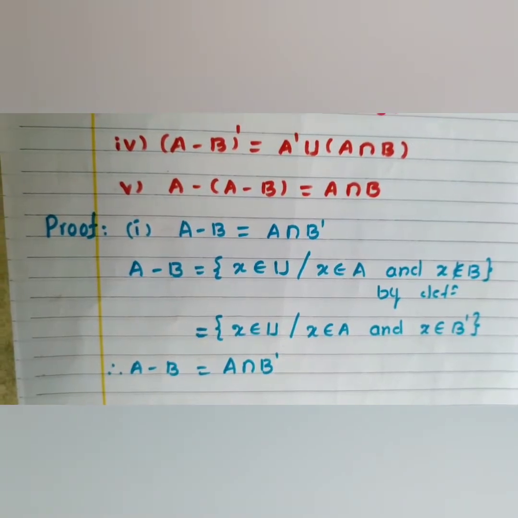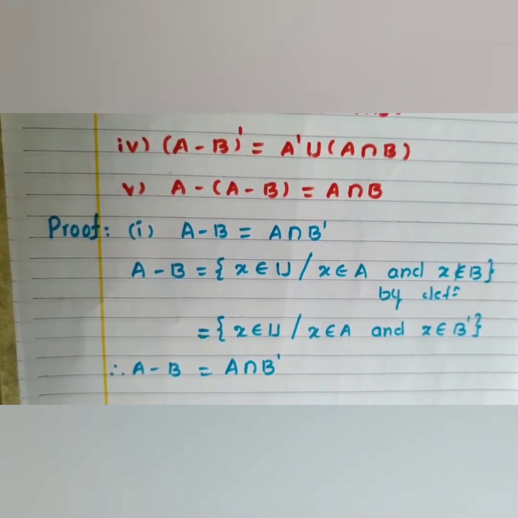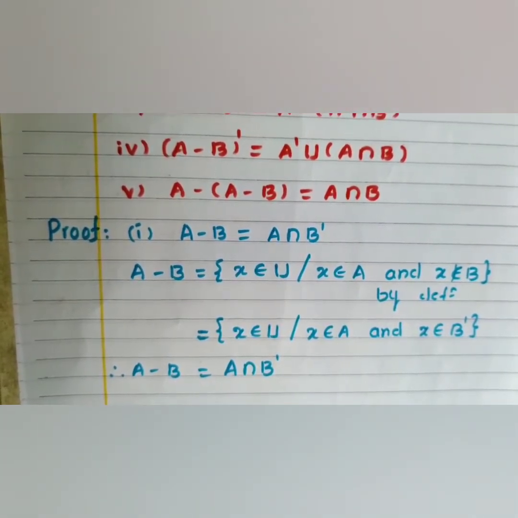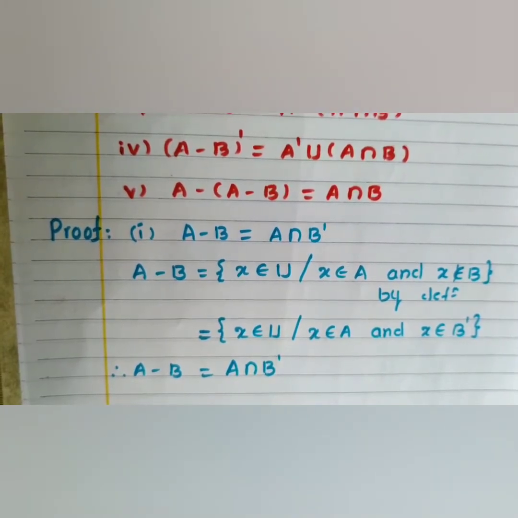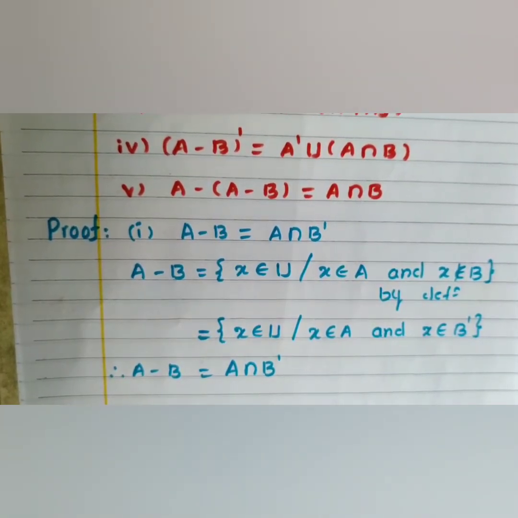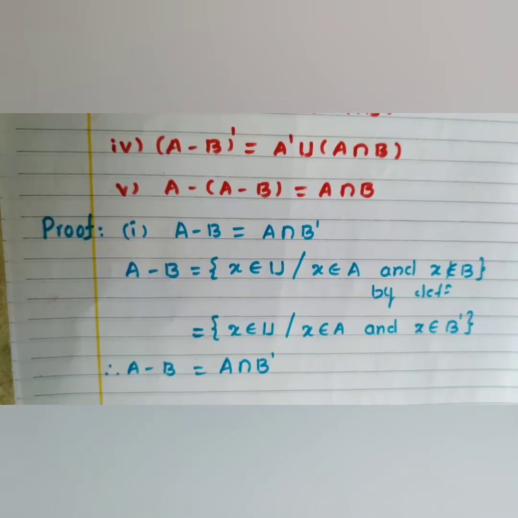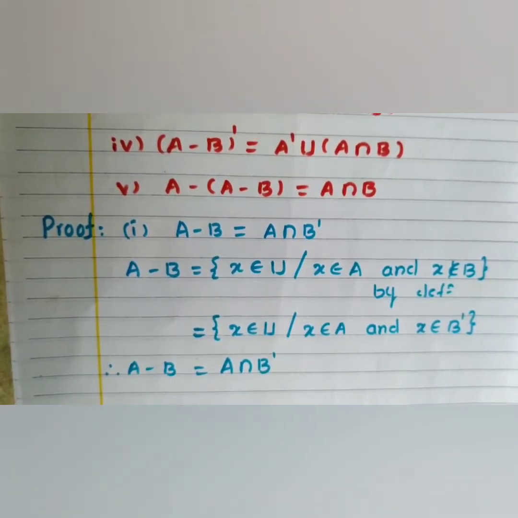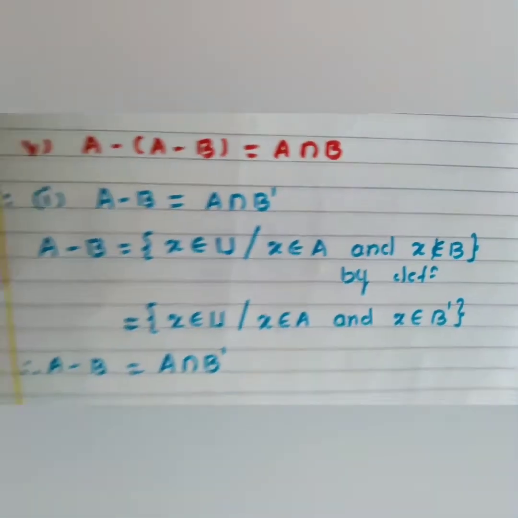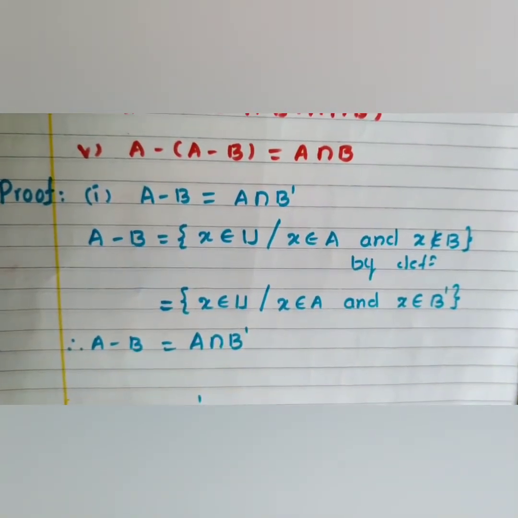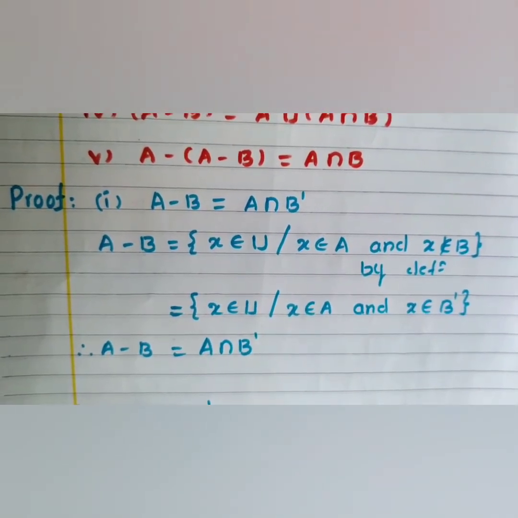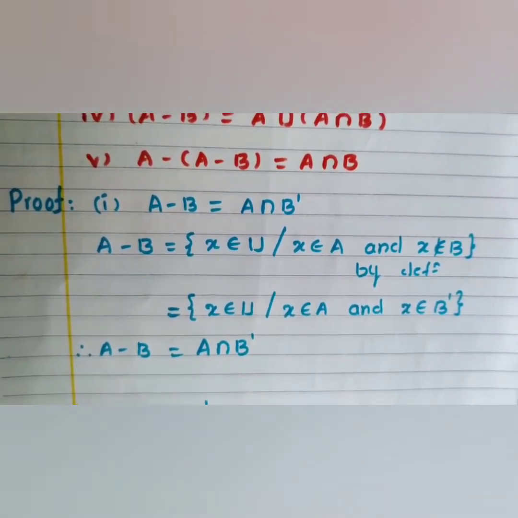Consider the LHS, that is A minus B. What do you mean by A minus B? According to the definition, A minus B is equal to the set of x belonging to U, where the condition is x belongs to A and x does not belong to B. We have written this by means of the definition. Then in the next step, write x belongs to U as it is, such that x belongs to A, and in the second part, x does not belong to B.